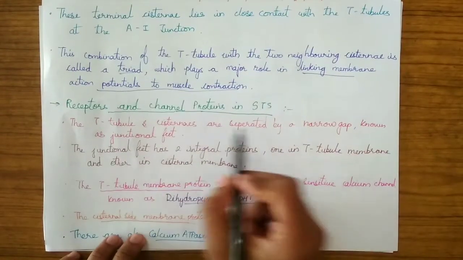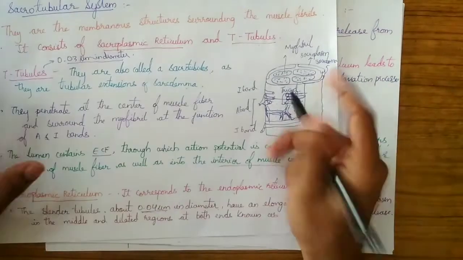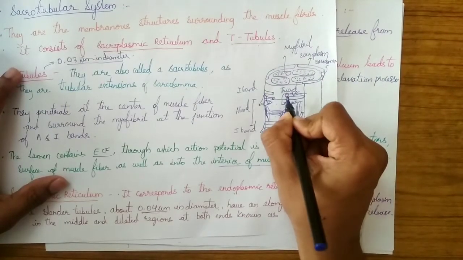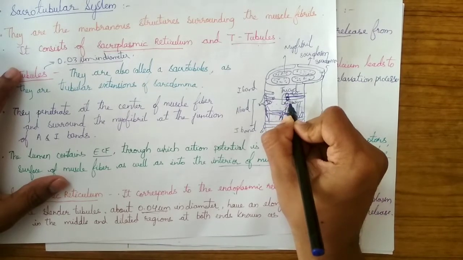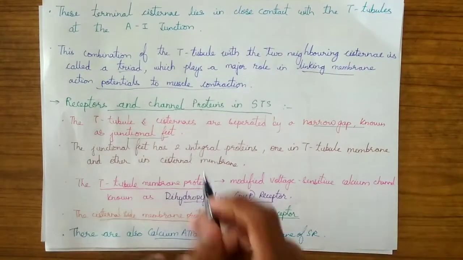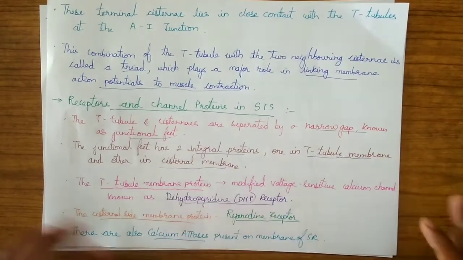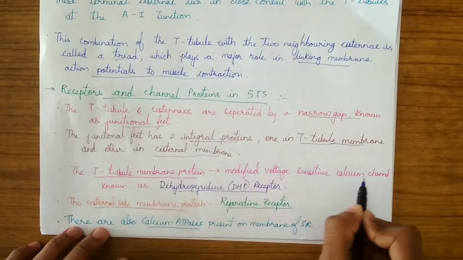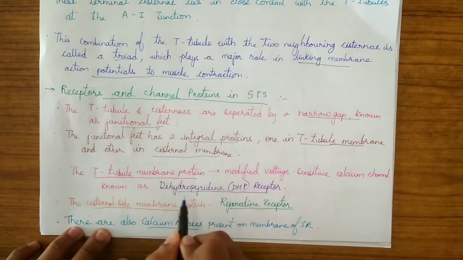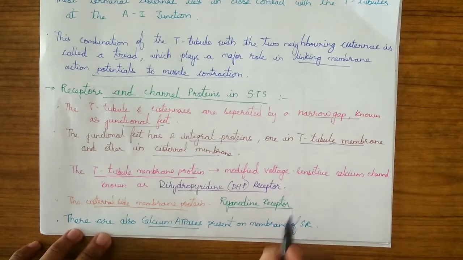The T tubule and cisternae are separated by a narrow gap known as junctional feet. So here in the triad region, between the T tubule and the terminal cisterna, there is a small gap which is known as the junctional feet on both sides of the T tubule. So this junctional feet has two integral proteins, one in the T tubule membrane and the other in the cisternal membrane. The T tubule membrane protein is a modified voltage sensitive calcium channel which is also known as dihydropyridine receptor. The cisternal membrane protein is the ryanodine receptor.